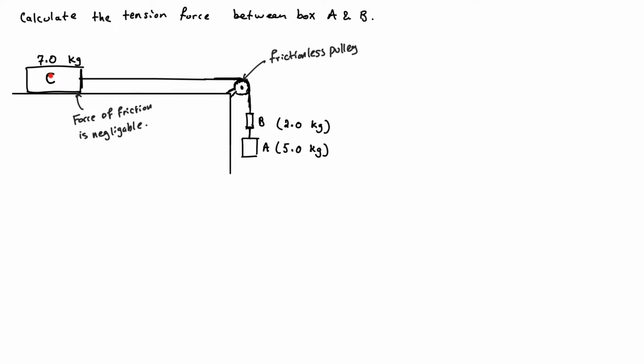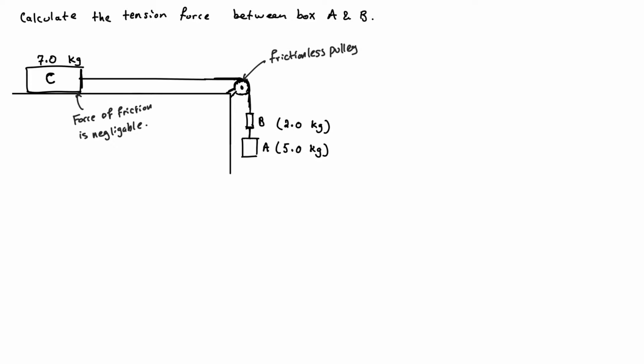We have box C here, which is a 7 kilogram object. It's attached by a string or a rope to box B here, which is 2 kilograms, and that box is attached by a rope to this box over here, which is 5 kilograms. The rope is going through a frictionless pulley here, so this pulley isn't actually rotating, it's just frictionless. And there's actually no force of friction between the table and the box.